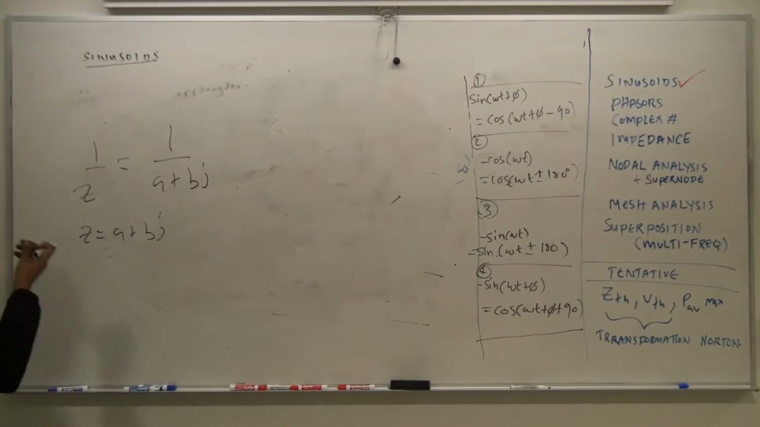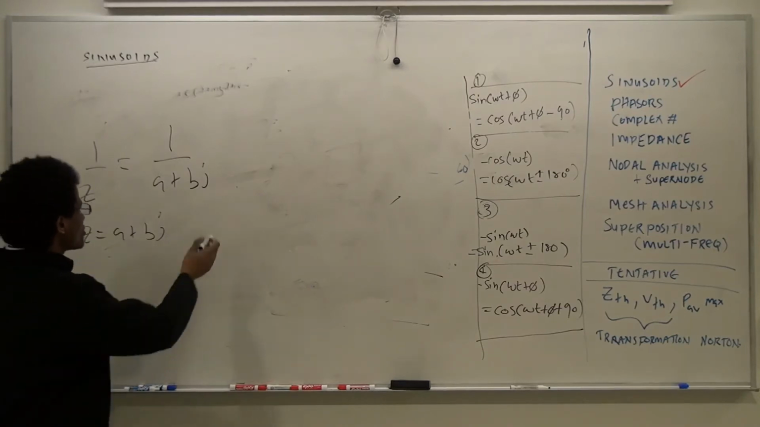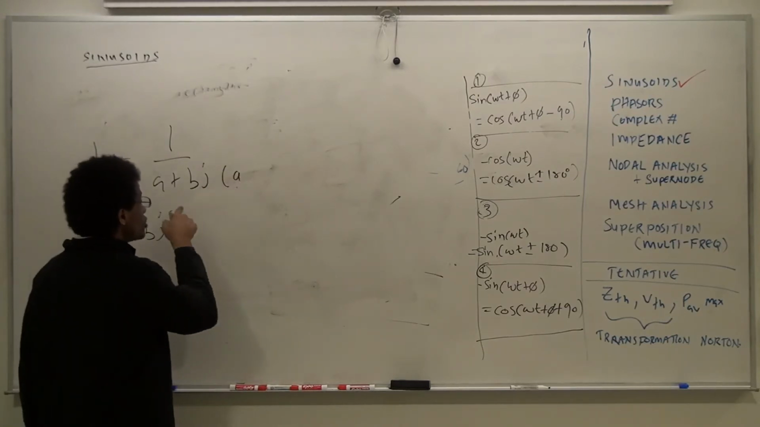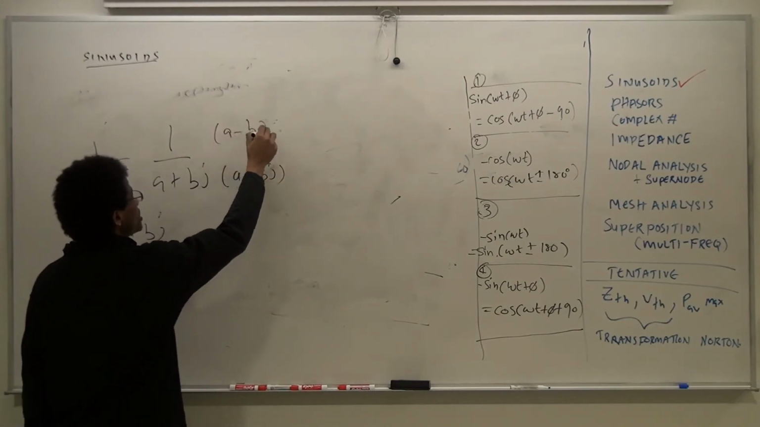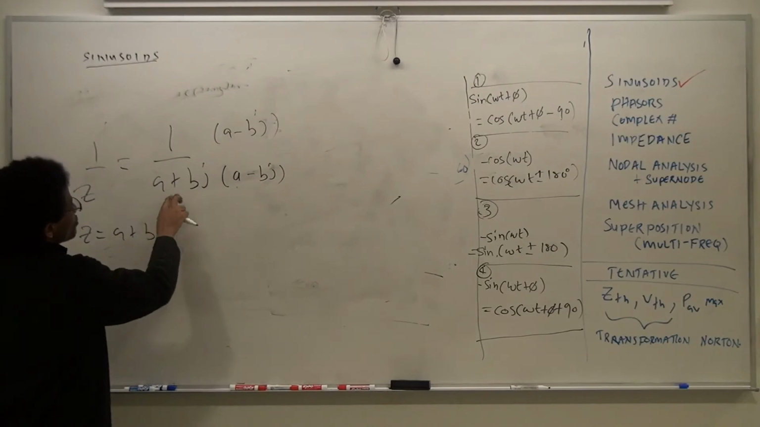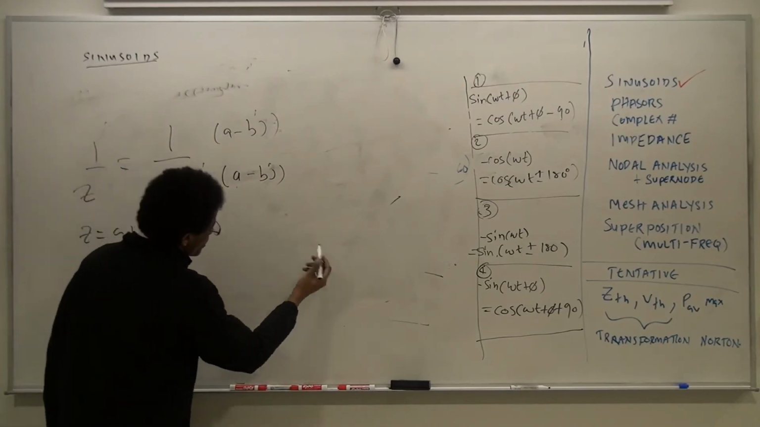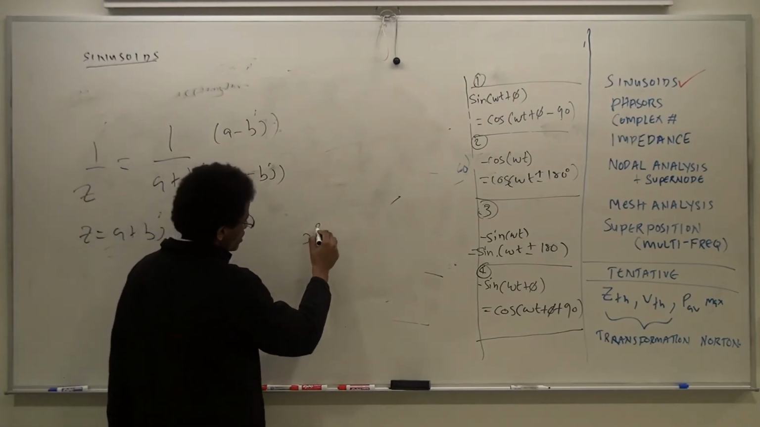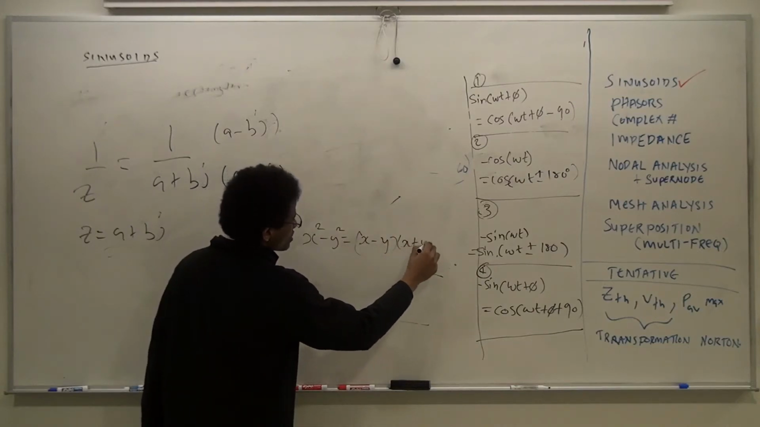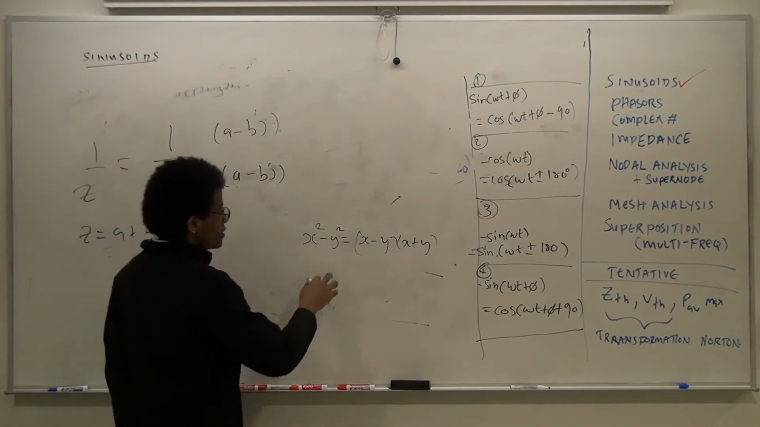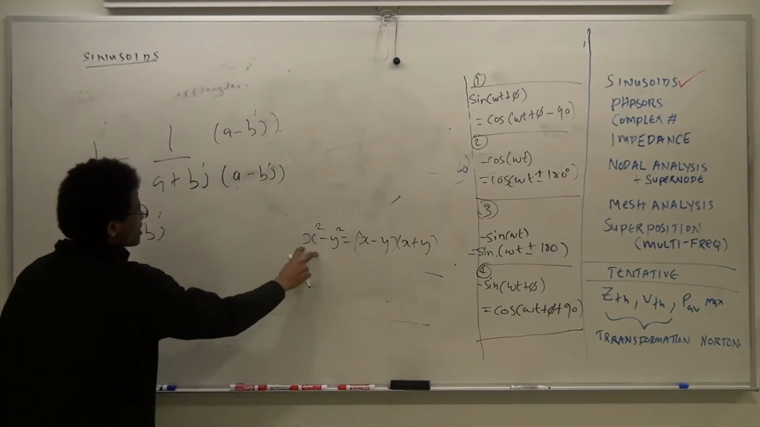Now the question is, how do we deal with this? Well, we just multiply it by its conjugate, a minus bj, and a minus bj. This is from the algebraic expression, x squared minus y squared is equal to x minus y into x plus y. Okay, we all know this. So we apply this to this.